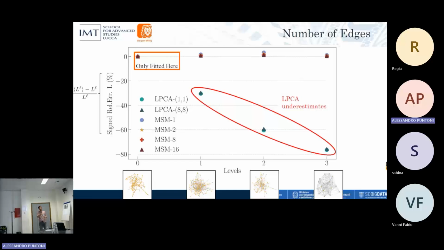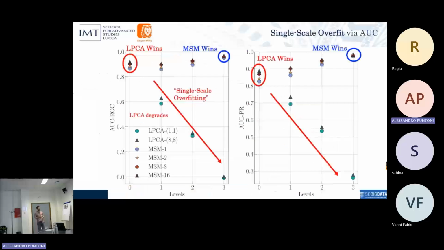Well, if we release the scale, we have that LPCA underestimates this kind of measurement really abruptly, while the other multiscale models are staying up. So there is a minimum disagreement with the total number of links, but you can recover it just by summing the vectors. Now, since we are speaking about machine learning, we have provided here AUC-ROC and AUC-PR.